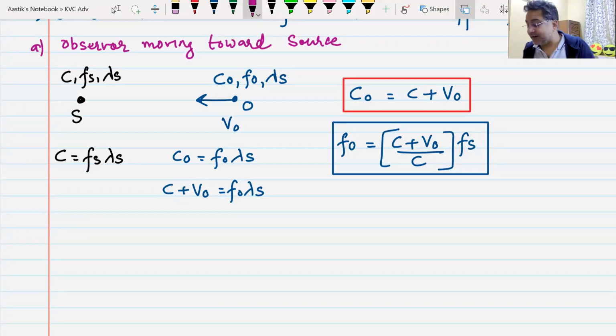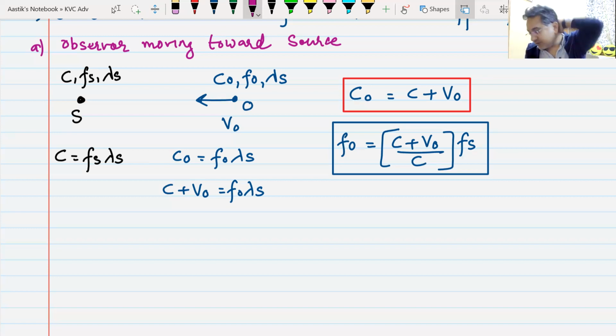So what will be the next case? Observer moving away from source. Great. What will be the case there? Tell me. Sir, C naught is equal to C minus V naught. Okay, he will receive sound with what? Same wavelength and different frequency and speed. Different speed, therefore different frequency.